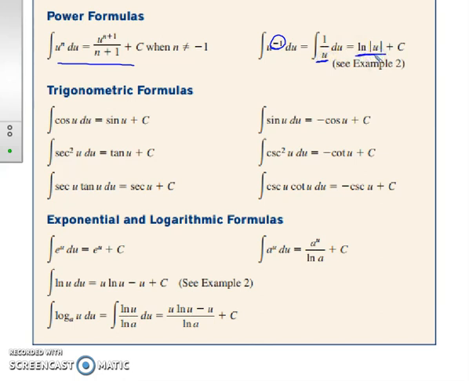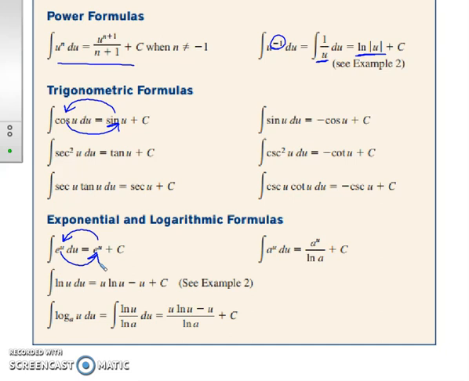Then we have our trig integrals. Those are just the reverse of the derivatives. The derivative of sine is cosine, so the integral of cosine is sine, and so on and so forth. The integral of secant squared is tangent. The integral of secant tangent is secant, and then you've got the ones on the right as well. And then also with exponential and logarithmic functions. Remember that e to the u is its own derivative, so therefore it is its own integral.